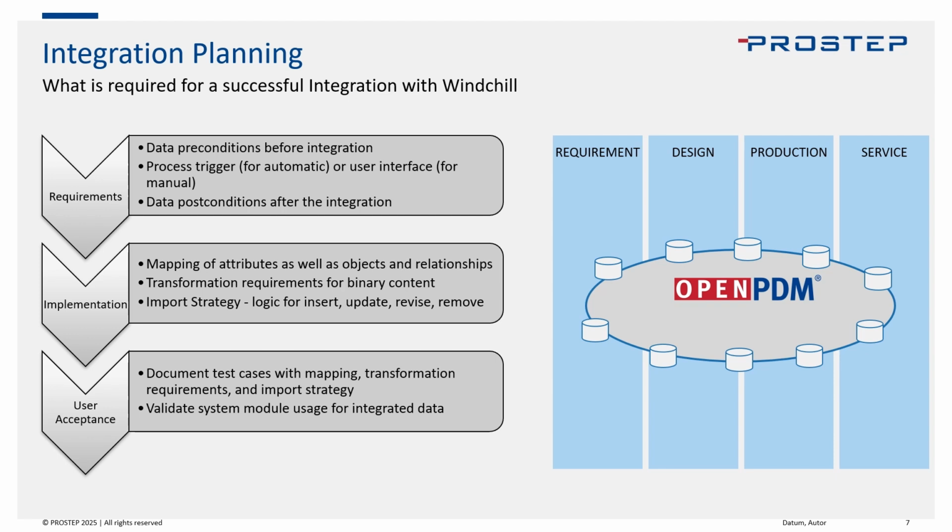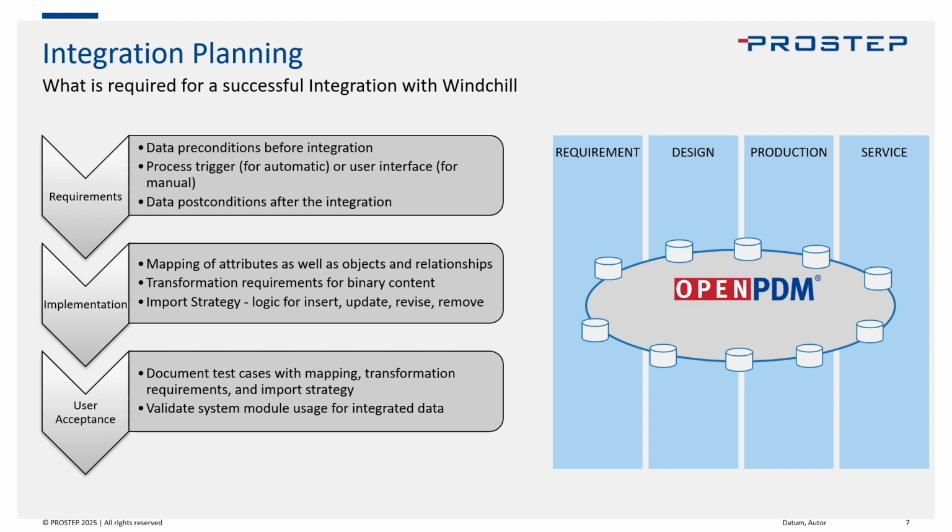So detailing the mapping of the attributes, as well as any of the relationships and objects that go in there. Any transformation requirements of binary content, that could be like changing CAD data into a derived format, like creating CreoView or JT or CGR or something like that. And then an import strategy. This means when to update or revise or insert or remove within a bill of materials, different data, or other types of logical conditions that are needed in the import in order to make your integration successful.